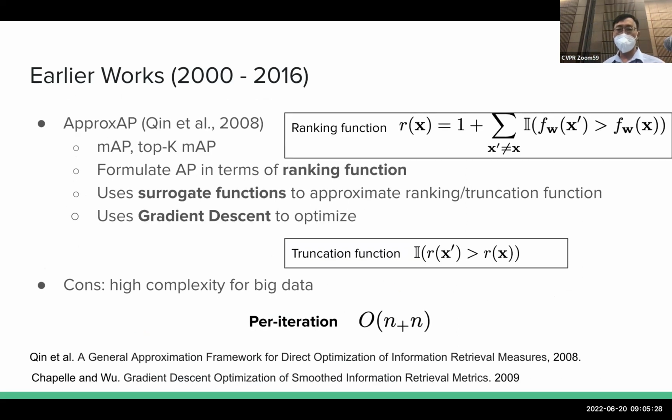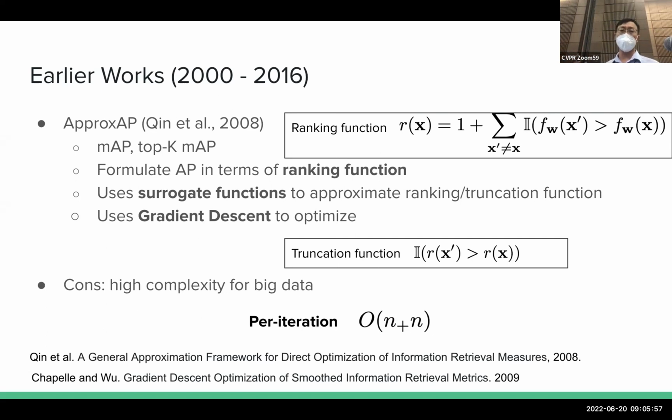And then in 2008, Qing et al. proposed approximate AP for optimizing mean average precision and also top K mean average precision. So they formulate average precision in terms of a ranking function. Basically, the ranking function R takes the data as input and outputs the rank for this example. So basically, just count how many examples have a score larger than the X score, right? So you can see that the R function is non-differentiable because of the indicator function.